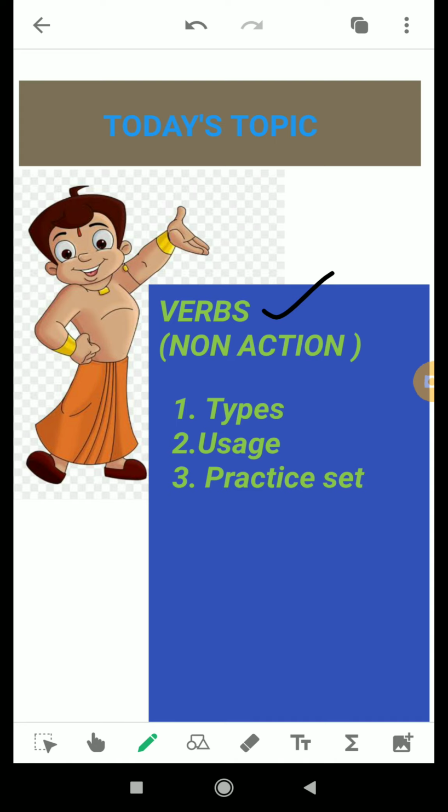So here we will see how many types of verbs there are, and we will discuss some of them. Because if I discuss all, then the video will get a little bit longer and you would lose your patience. So here I will discuss them in parts. Okay, so let's begin. Today we are going to discuss verbs, basically non-action verbs, their types, their usage, and a practice set at the end.